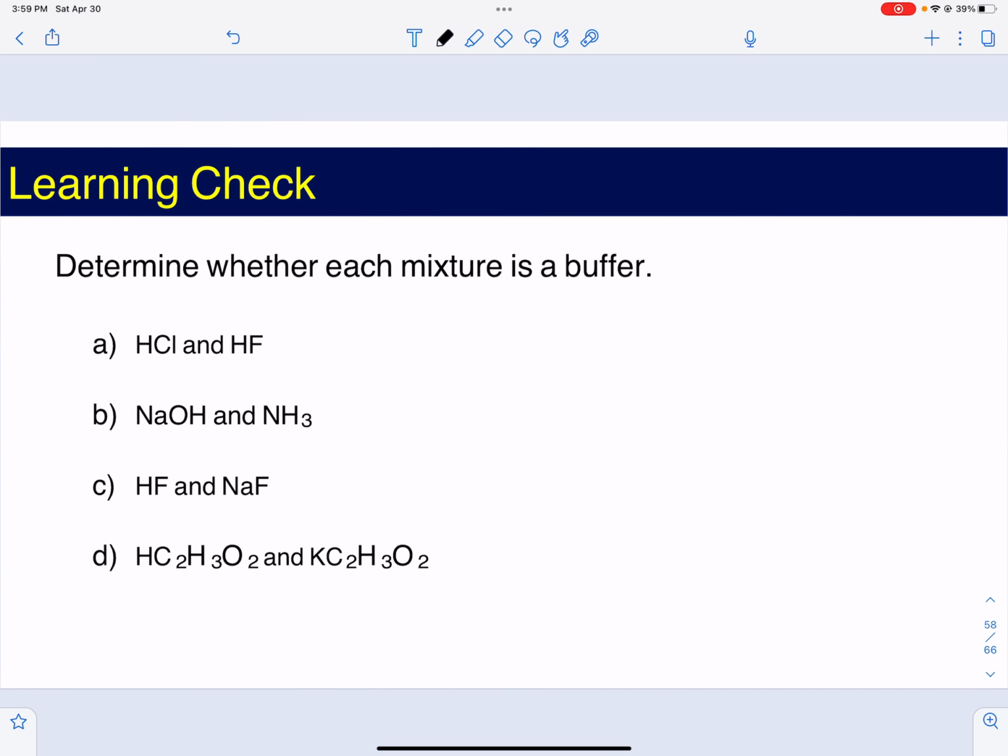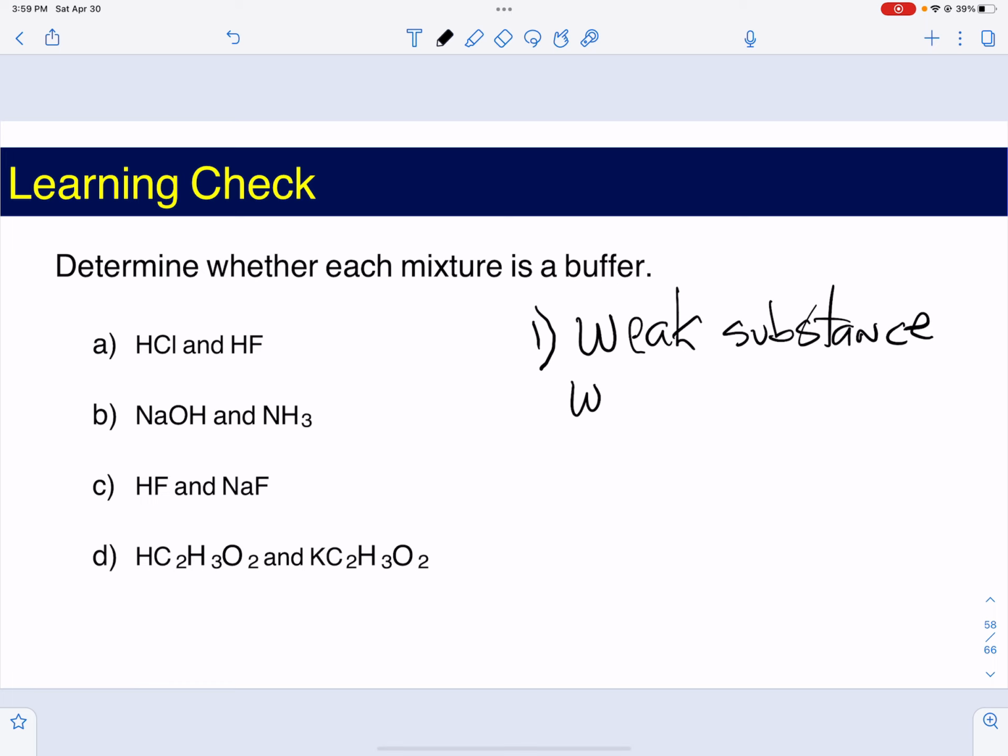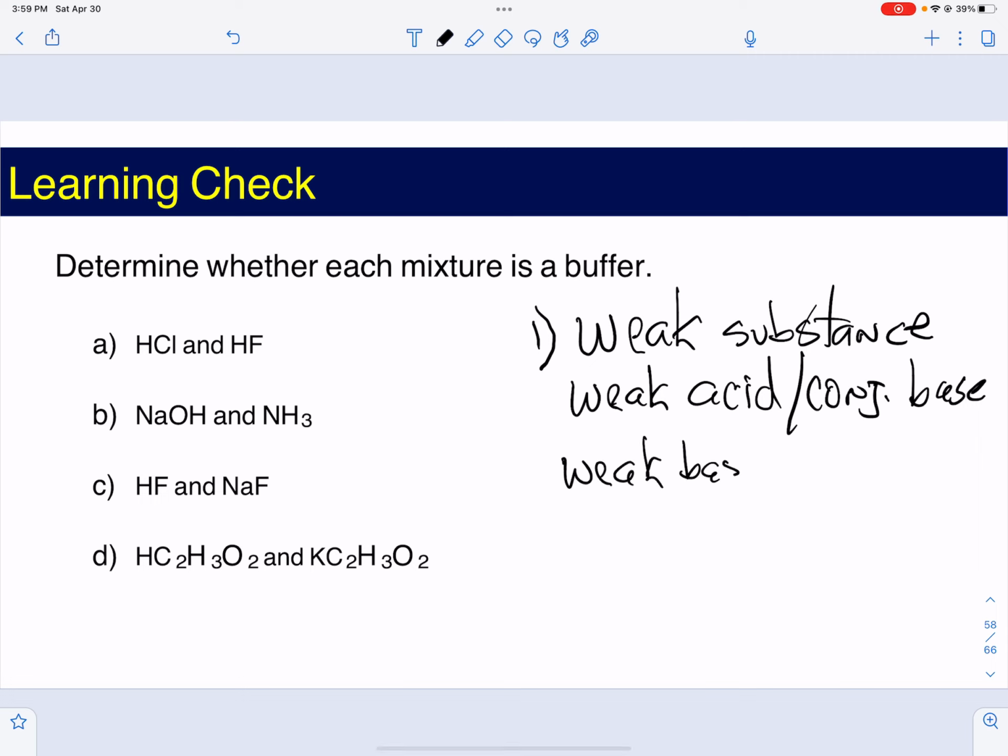For example, what makes a buffer? How do we know we have a buffer? And the answer is simple. The first thing you need to have a buffer is a weak substance. That's why it's so important that we know the strong ones, because everything else is weak. You need a weak acid combined with its conjugate base, which is what we covered at the beginning of the chapter, because you need to understand what a conjugate base is, or you need a weak base with its conjugate acid.